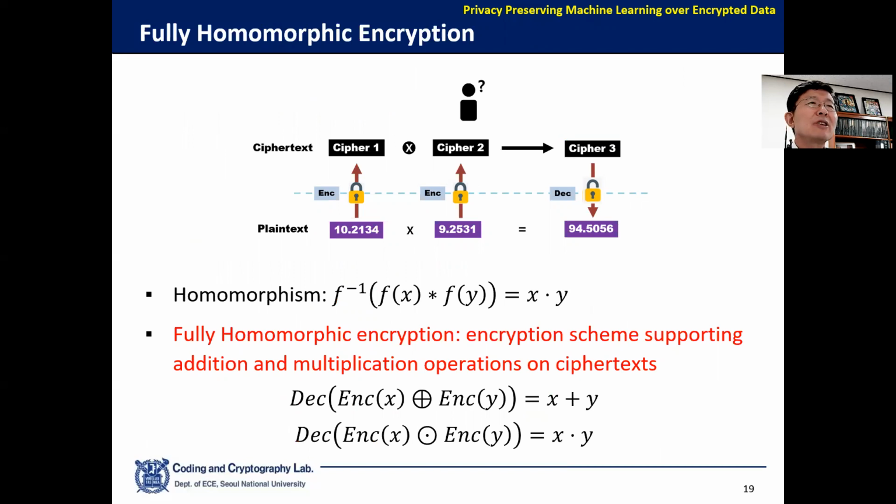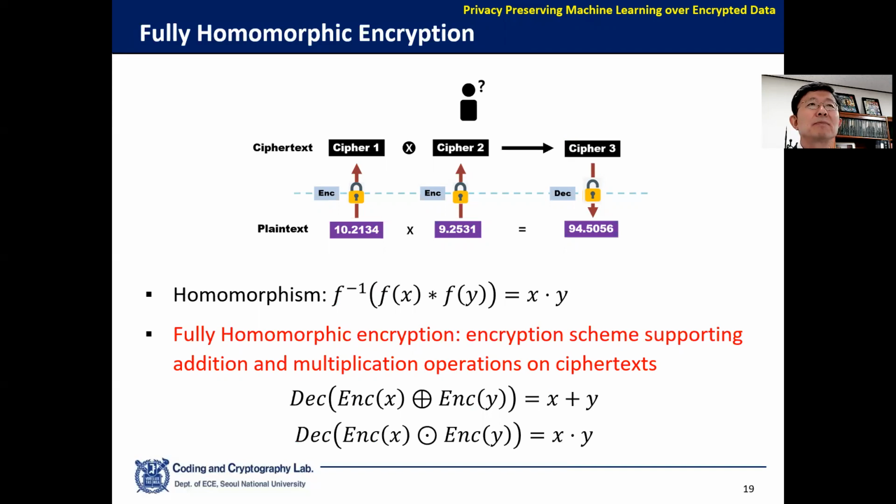Okay, what is homomorphism? The mathematical definition of homomorphism is F inverse of F of X times F of Y is equal to X times Y. So fully homomorphic encryption is an encryption scheme supporting addition and multiplication operations on ciphertext, such that decrypt of encrypt X plus encrypt Y equals X plus Y, and decrypt of encrypt X times encrypt Y is equal to X times Y. So that is fully homomorphic encryption.